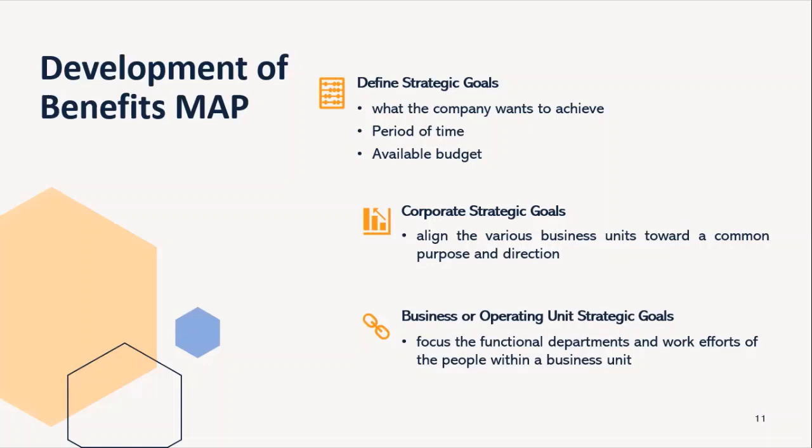What are these business unit strategic goals? They are meant to concentrate the fundamental departments and work efforts of the individual employee and individual project team within a business unit. You can say that for the operationalization of any project, you must calculate the effort of those persons. These business or operating unit strategic goals are very, very critical to the success of your organization. So the first step in the development of your benefit maps is to define the strategic goals. It is the first step in development.